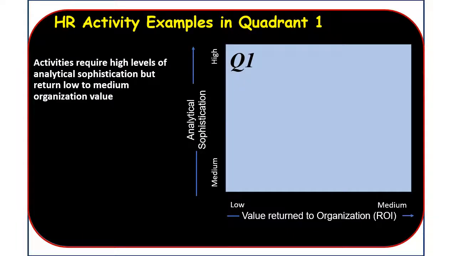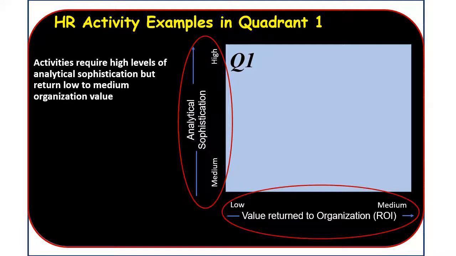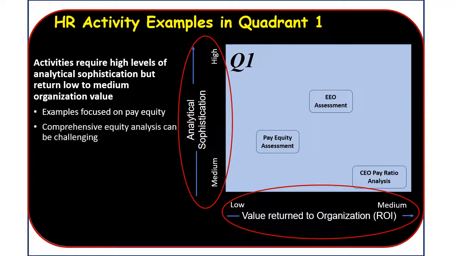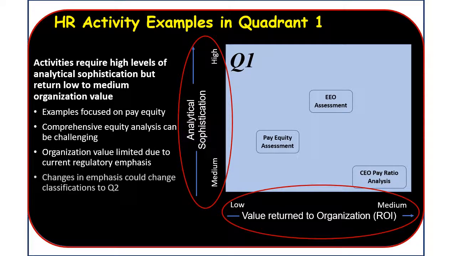Quadrant 1 activities require medium to high levels of analytical sophistication, but return only low to medium levels of organization ROI. Examples of HR activities here are focused on pay equity analysis, which can be very challenging when evaluating pay gap drivers. In the current regulatory environment, organization value is limited, but if there are changes in regulatory emphasis, or if management focuses on pay fairness, those activities can push these issues into the Q2 quadrant.